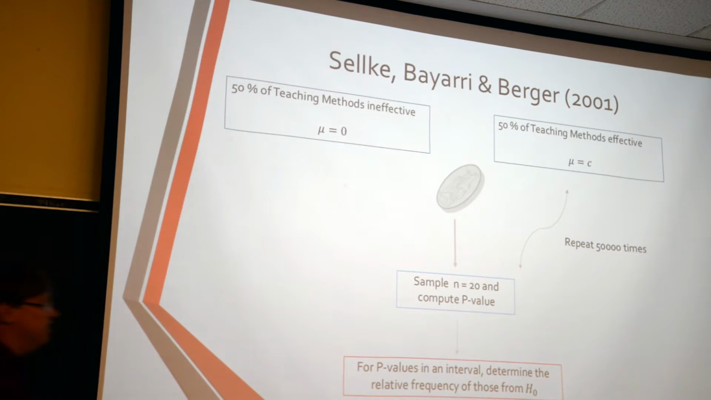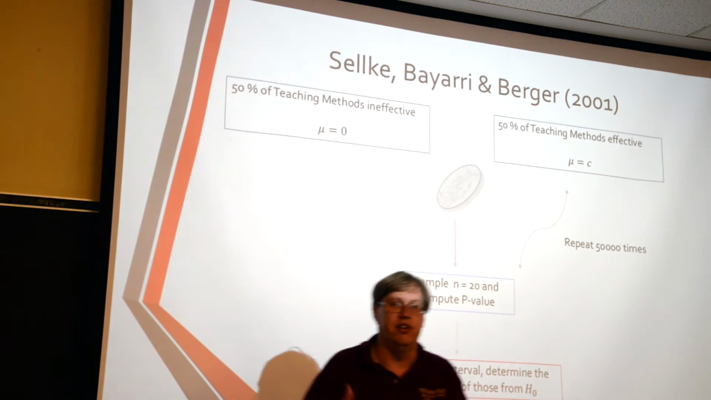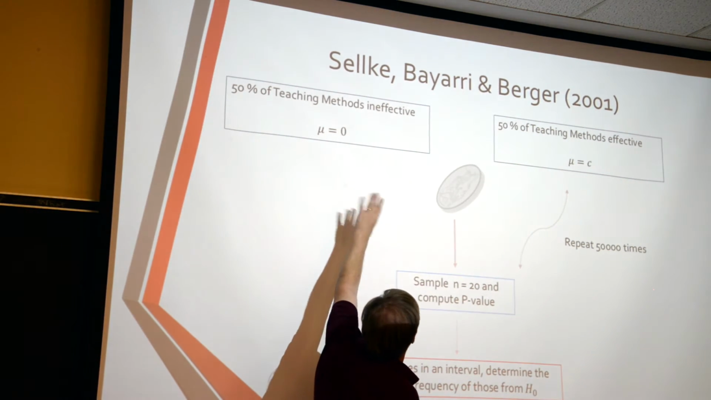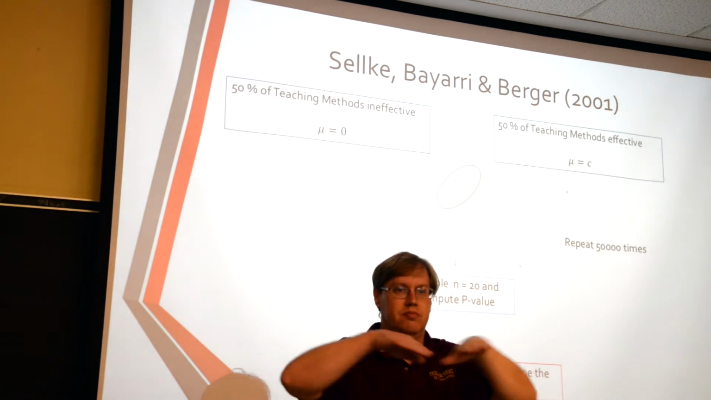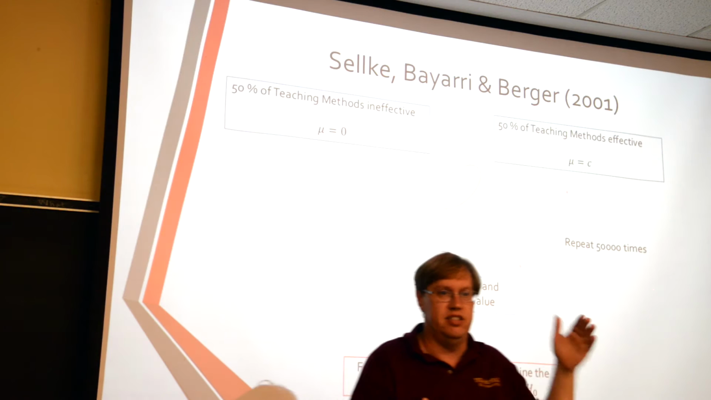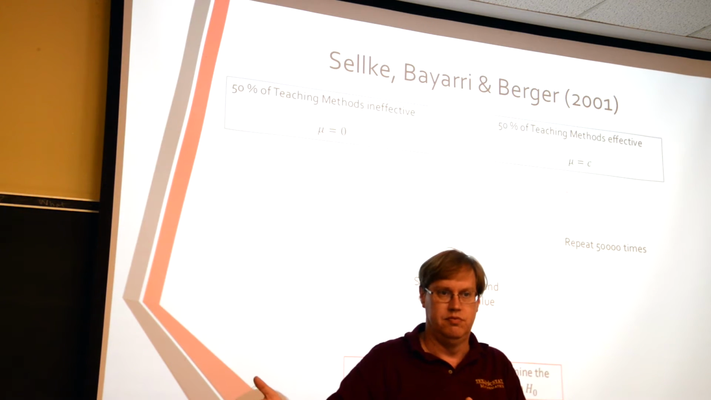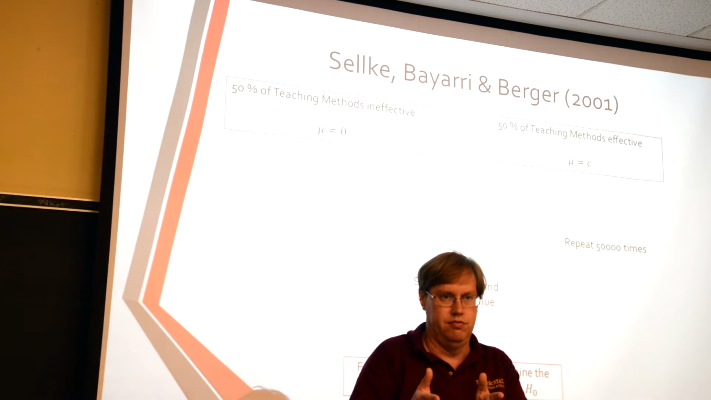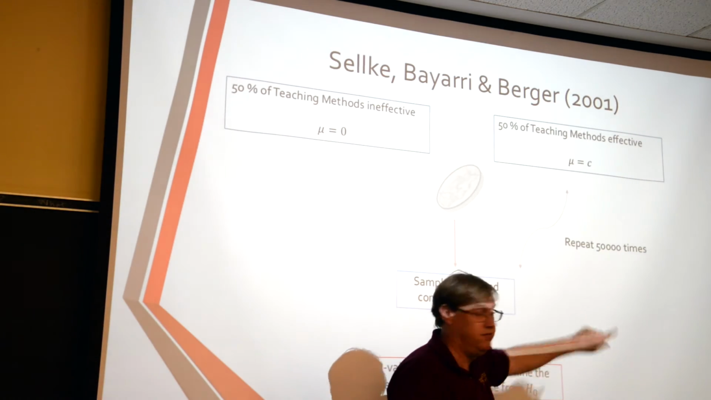Okay, so when I'm done doing it 50,000 times, I'm going to look at the p-values that fell in a particular interval. So when I do this, the ones from the left, where the teaching method was ineffective and mu is equal to 0, those p-values are supposed to be uniform. So 5% of them will be between 0 and 0.05. And 95% of them will be bigger than that. And I'm going to pick a range, like 0.04 to 0.05. And I say, okay, how many had p-values in there? Out of my 50,000 samples that I did.